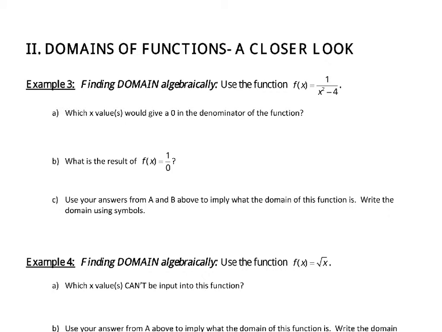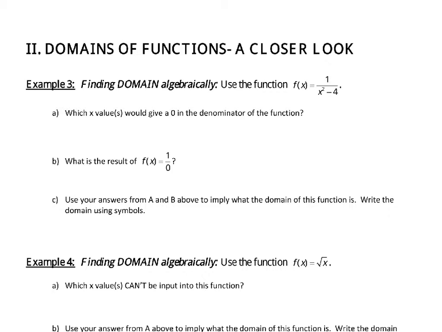So let's start with the function f of x equals 1 over x squared minus 4. Let's answer part A together. It says, which x values would give a 0 in the denominator of the function? So if it doesn't pop out at you what x value or values would make the denominator 0, then go ahead and just set up an equation.